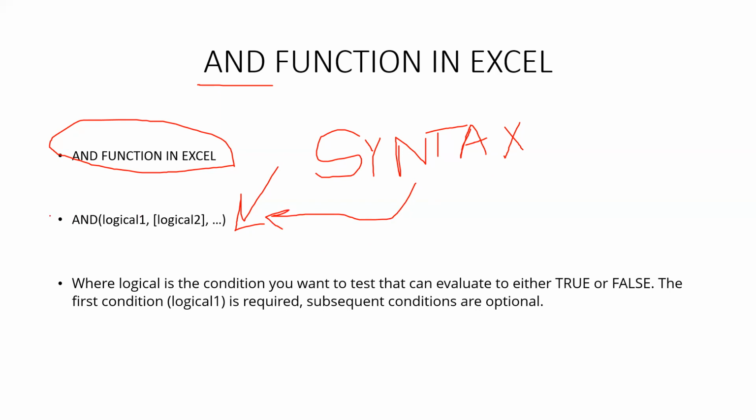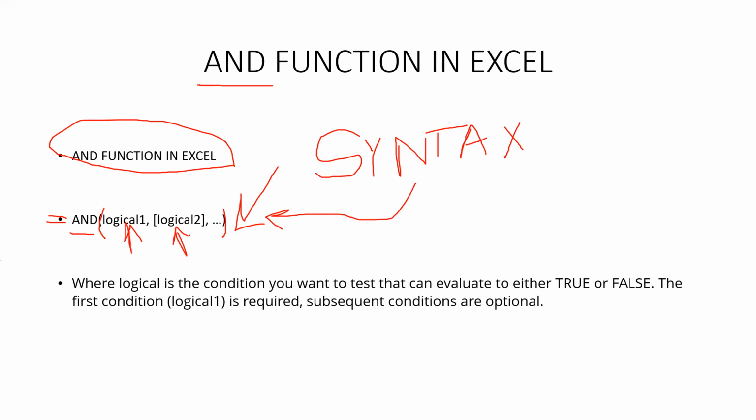In Excel, the AND function always has to start with the equal sign. Then you have the word AND. After the word AND, you have an open bracket, then you have the close bracket. In between the open and the close bracket, you have what are called the logical conditions. You can have one or multiple logical conditions.